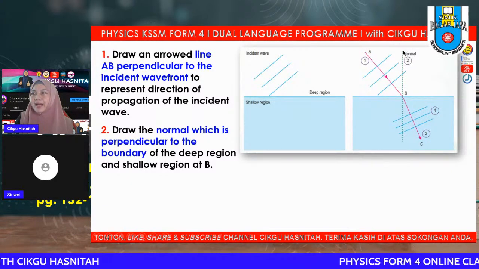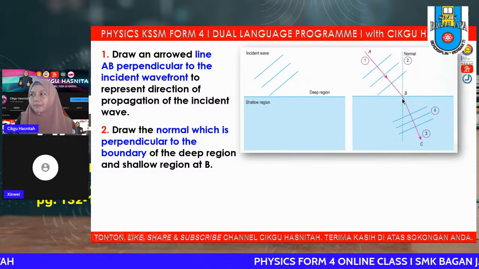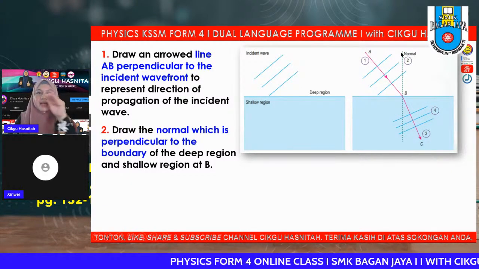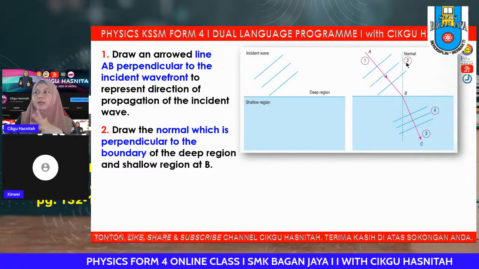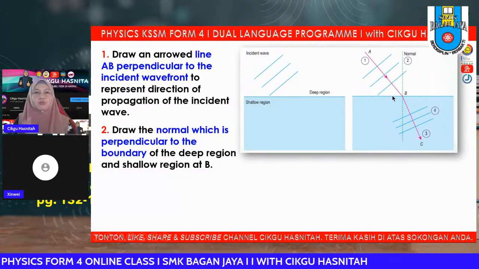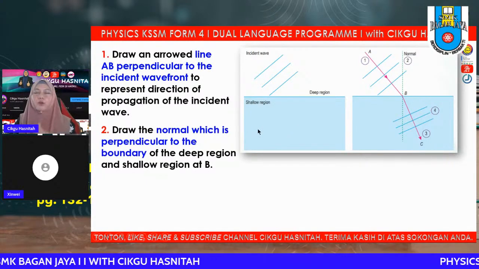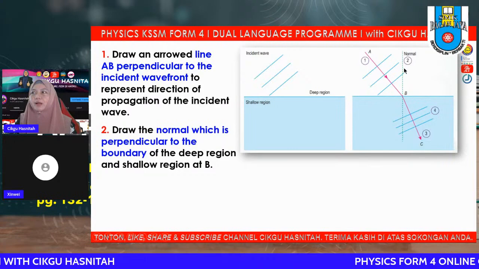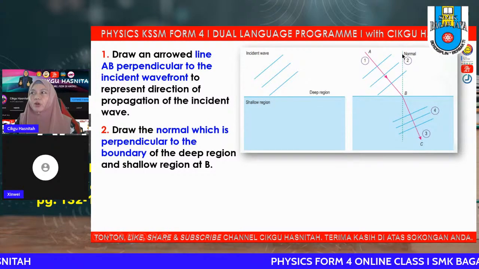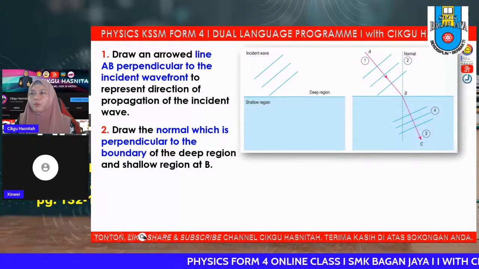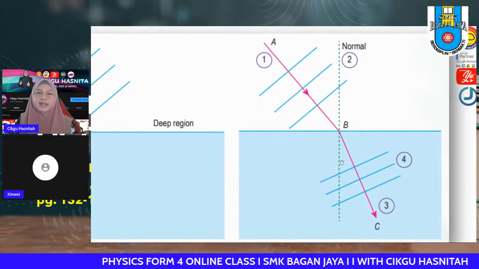So second step, we draw the normal line. Normally we draw the normal line with the dashed line. Okay. So kita boleh bezakan mana satu normal, mana satu boundary. Okay. Tapi tak salah if you draw it with a bold line, no problem, as long it is perpendicular. But to differentiate with the boundary, normally we draw the normal with dotted or dashed line.